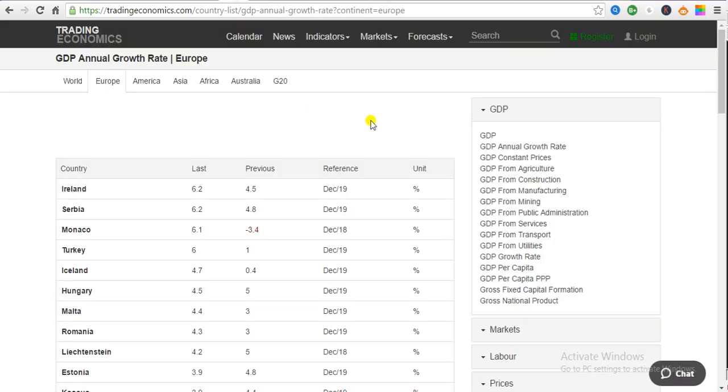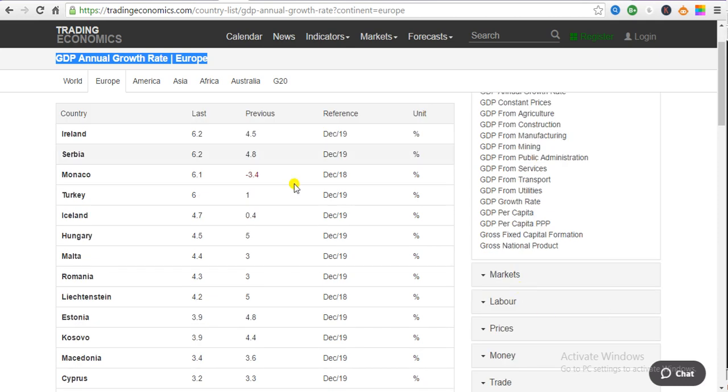Okay, so now let's look at the numbers, what they actually look like. Okay, so this is Trading Economics. And right here we have GDP annual growth rate. This is what we're looking at. You know, there's all of this other stuff.